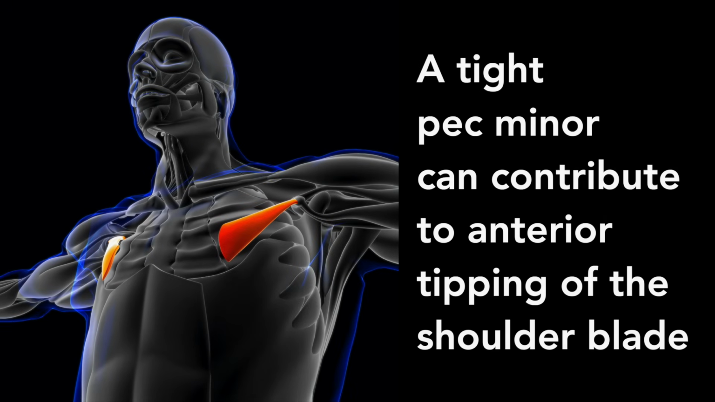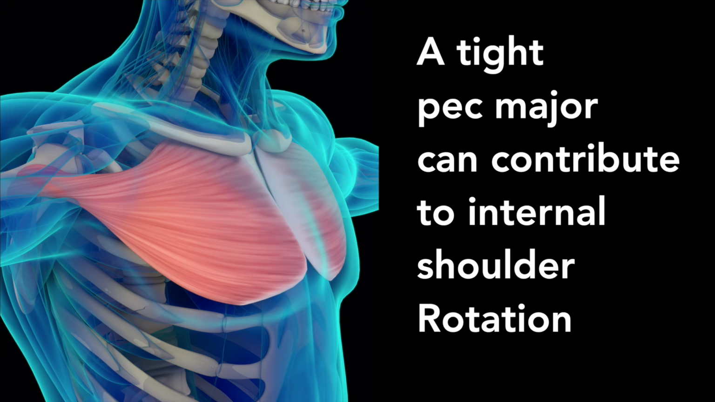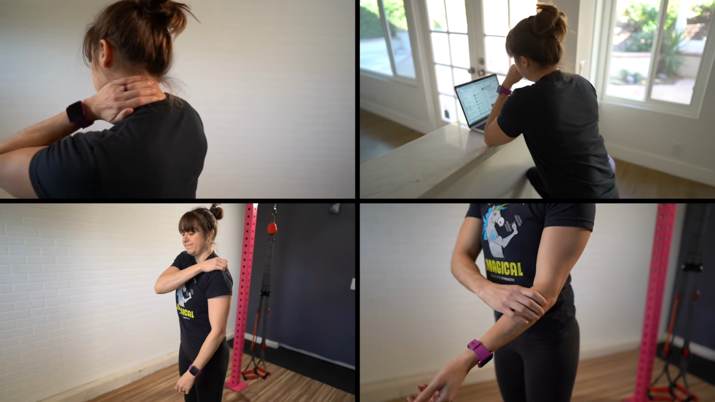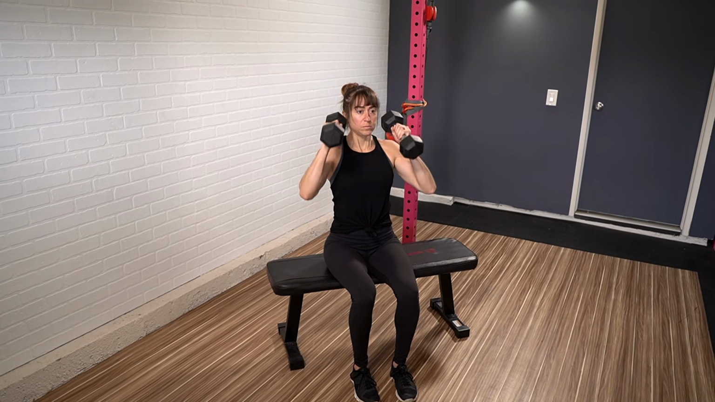A tight pec minor can contribute to anterior tipping of the shoulder blade, while a tight pec major can contribute to that internal shoulder rotation. This can lead to neck, upper back, shoulder, and even elbow aches and pains. Especially if you want to improve your overhead press, this is a great move to include.